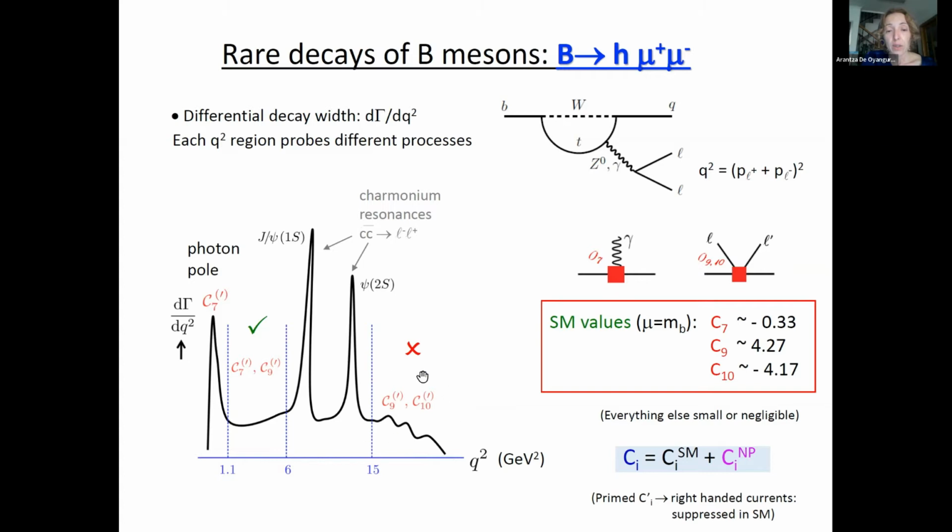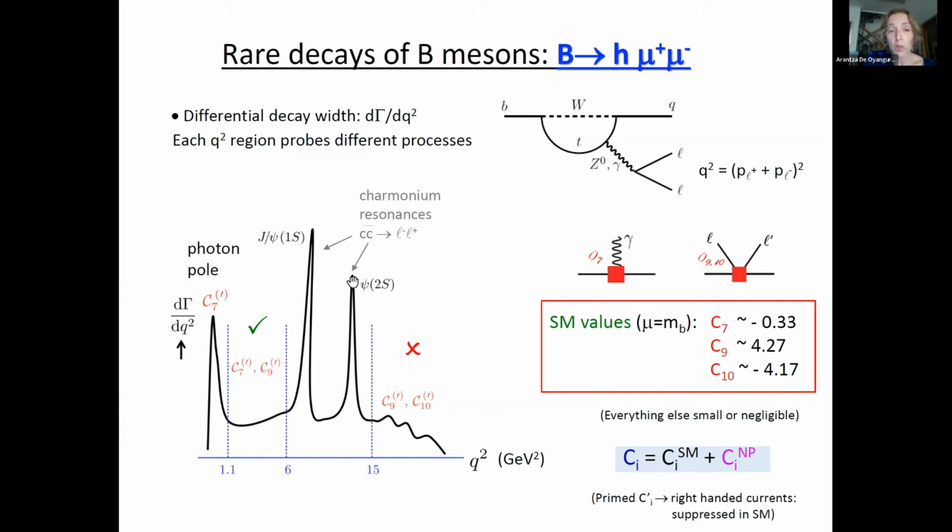And at the end of them, with a high Q squared, you are sensitive to C9 and C10 coefficients. These two peaks that you see here correspond to the charmonium resonances. So then you remember the J/psi that we were talking about. So these processes are not rare, and they have to be suppressed.